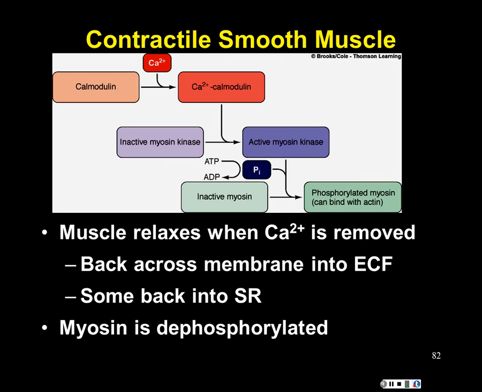Next thing you already identified as well is the calcium's got to go back out of the extracellular fluid back to the SR. And that myosin actually has to be dephosphorylated to let go, which maybe makes sense to cause relaxation. Questions at this point?